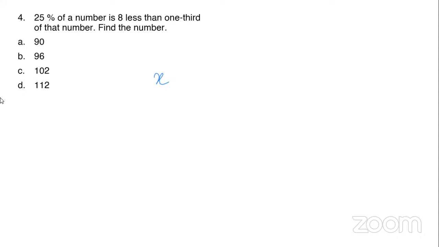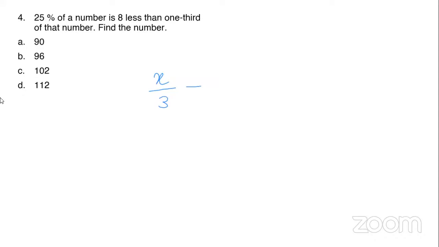1/3 of this number will be x into 1 by 3, which is nothing but x by 3. So x by 3 minus 25% of x is equal to 8. That is what is said in this question.